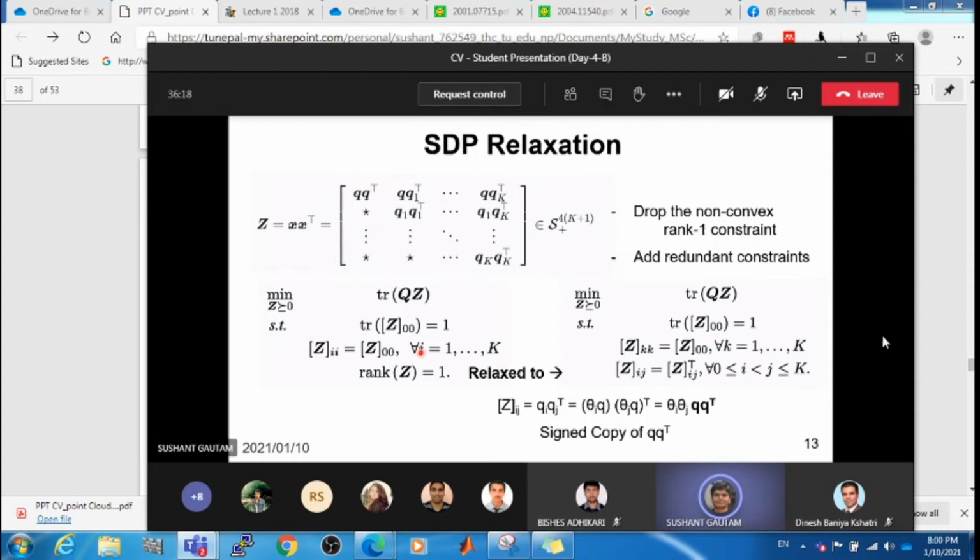So the top two constraints are the same. Photocopy them from here. Focus on the new constraint. Remember the transpose property. This third redundant constraint enforces all the off-diagonal elements of Z to be symmetric. Please note this term at last. Off-diagonal elements are in fact signed copies of q q transpose with additional theta as an envelope to tag either as inlier or outlier, which we were referring to as qk before.